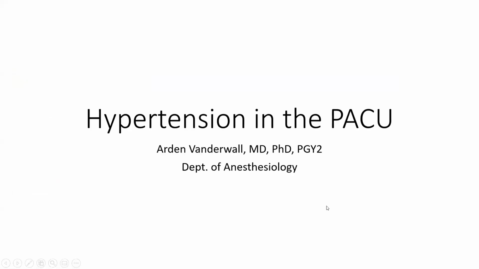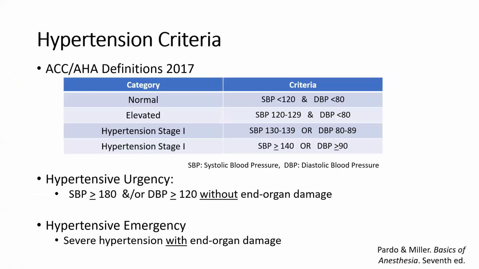All right, so like I said, I'm covering management of hypertension in the PACU. So let's cover a little bit about what the definition of hypertension is, at least the most recent agreed upon definitions by the ACC and AHA: hypertension occurring with systolic blood pressures from 130 up to 139, or diastolics 80 to 89.